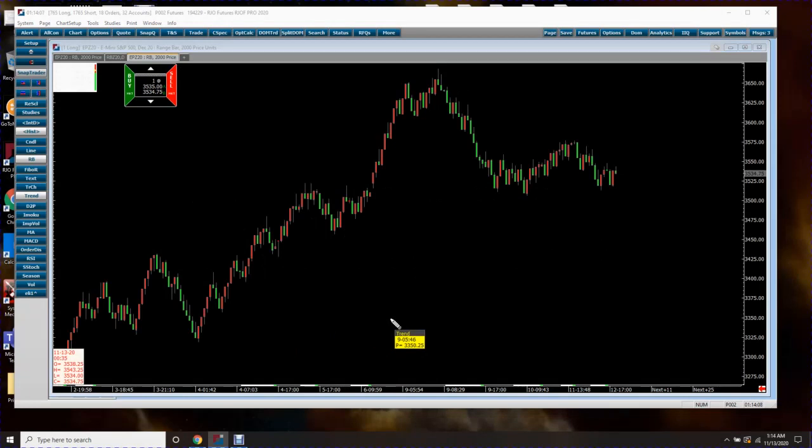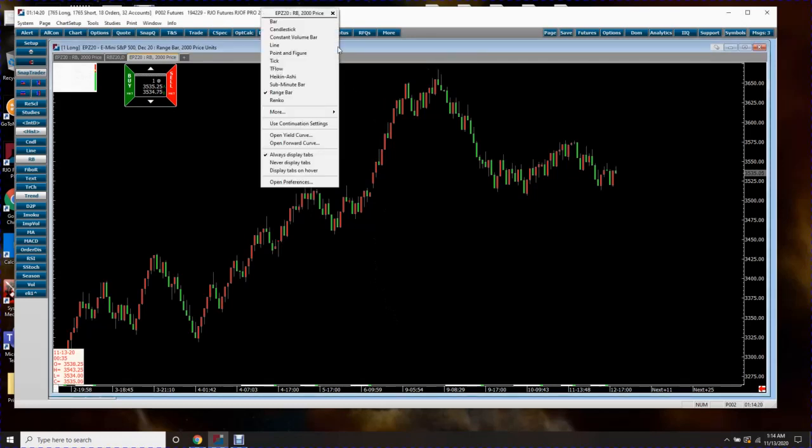I do have here an E-mini S&P chart. This is a range bar chart. It's a 2,000 point range bar. And if you look here on the Argeo Futures Pro, you have a choice of all the different kinds of charts you can have: bar, candlestick, constant volume, line, point figure, ticks, and the range bar right here.